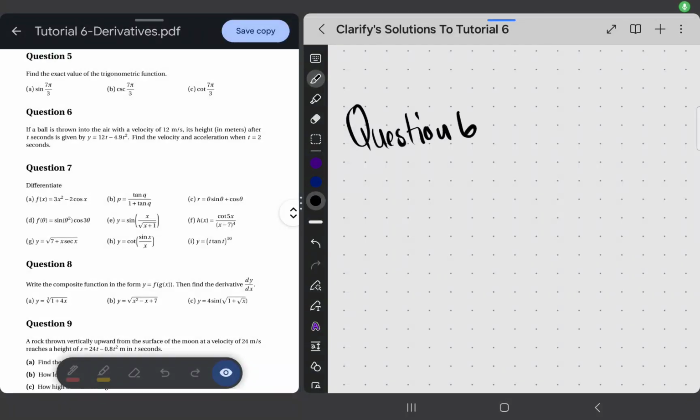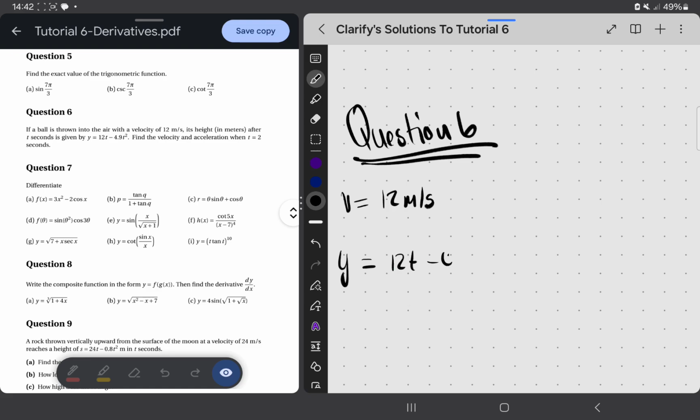So now I'm writing question 6. That's the one we are doing now. Let's quickly focus. It says, if a ball is thrown into the air with a velocity of 12 meters per second, so just put it, V is 12 meters per second. It's important. Its height in meters after t seconds is this. So height, we have y is equal to 12t minus 4.9t squared.